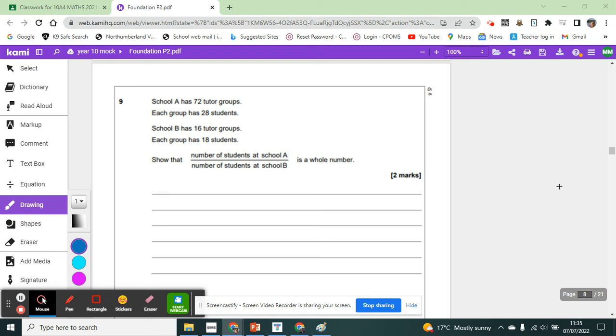Okay, so question 9. The school has 72 tutor groups. Each group has 28 students. So straight away with these two lines, I'm going to look at doing 72 times 28. It's a good habit just to write down exactly what you're doing before you put it in your calculator. So we get 5,904. So that's how many students we've got in that class.